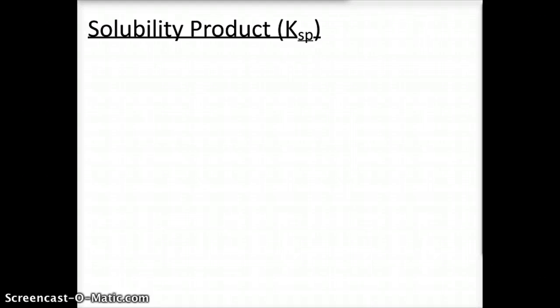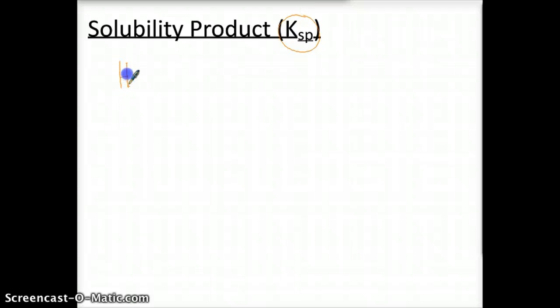So in this video, we're going to talk about one final type of equilibrium, which is called the solubility product, which is often abbreviated as KSP. So we've talked about K over and over again as the equilibrium expression. What we're going to learn here is how to write the equilibrium expression for solids when they dissociate or dissolve in water.